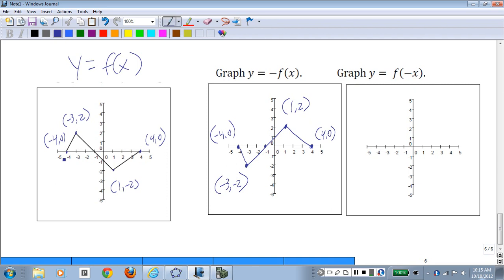Where's the (-4, 0) going to go if we reflect that point about the y-axis? On the other side of the y-axis would be where? Well, the y-coordinate is still 0. The x-coordinate changes its sign, and that point goes to (4, 0).